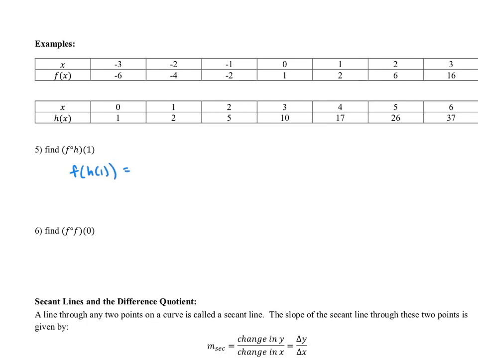So we're going to find h of 1, and that gives us, hold on, let me highlight it. So h of 1 is here. That gives us 2. So we now have f of 2. And then we look at f of 2, and f of 2 is 6, and that's our final answer.